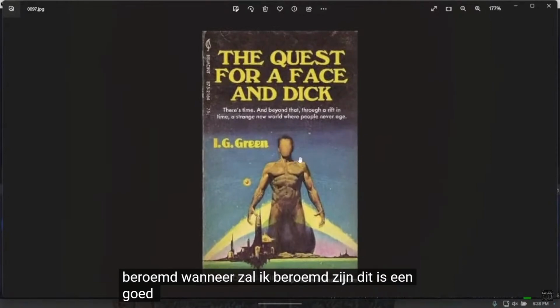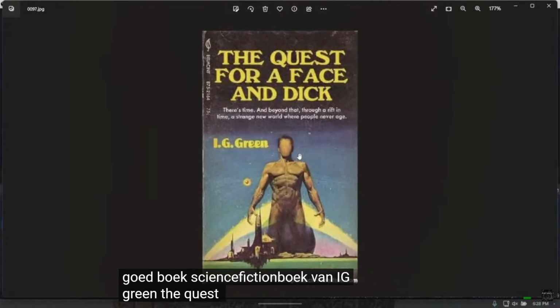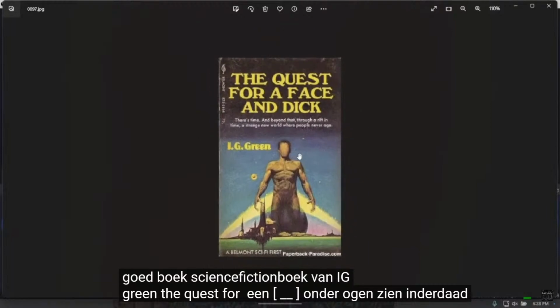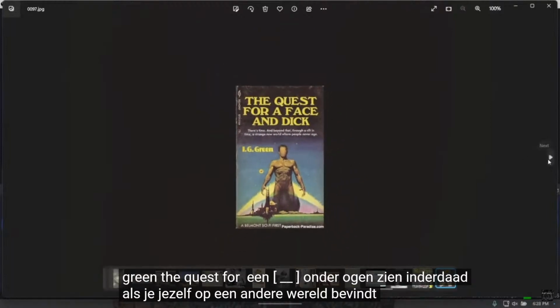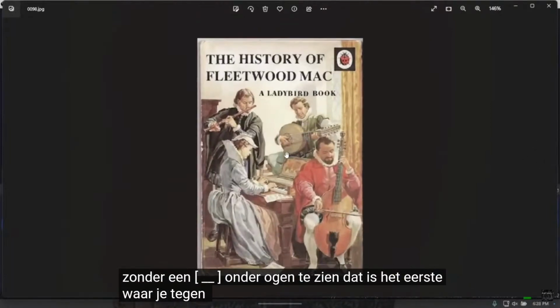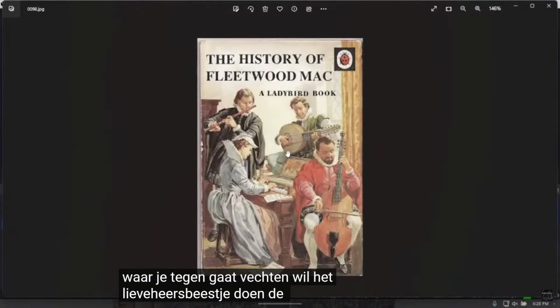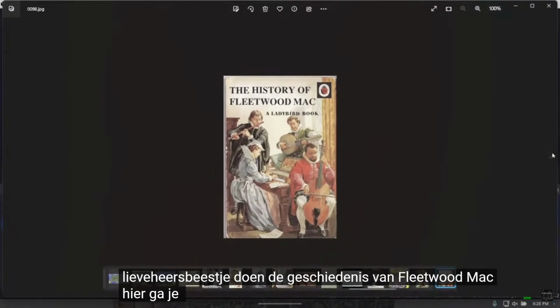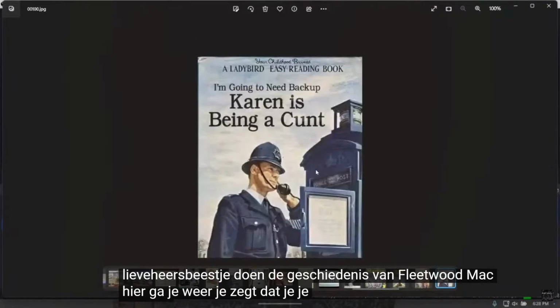This is a good book. Science fiction book by I.G. Green. The Quest for a Face and a Dick. Indeed, if you find yourself on another world without a face and a dick, that's the first thing you're going to want to do. The Ladybug book, The History of Fleetwood Mac. Here you go again. You say you want your freedom.